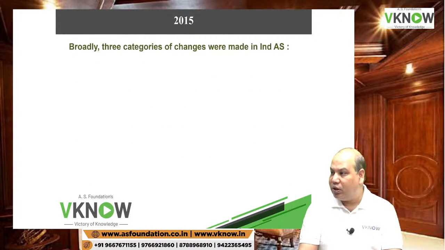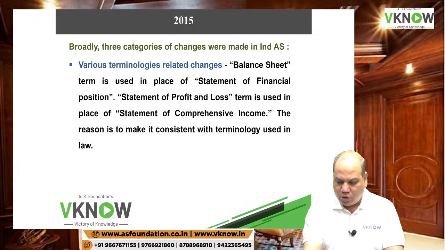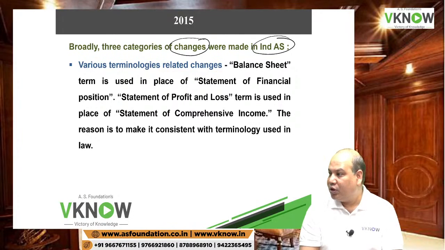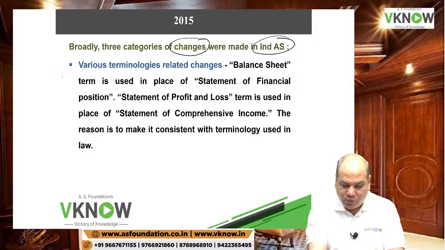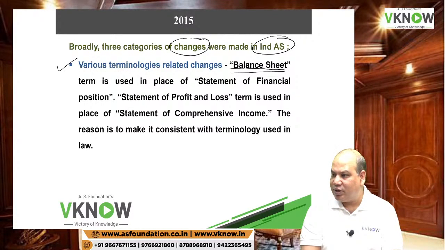So broadly, three categories of changes were made in the Ind AS. All the carve outs or changes can be categorized into three. Which three? The first one was very simple. Various terminologies were changed. For example, what do we call in India a statement of assets and liabilities on a given date? We call it balance sheet.